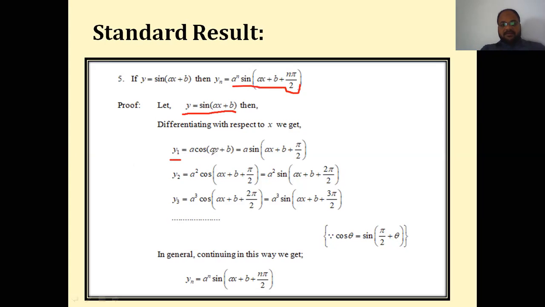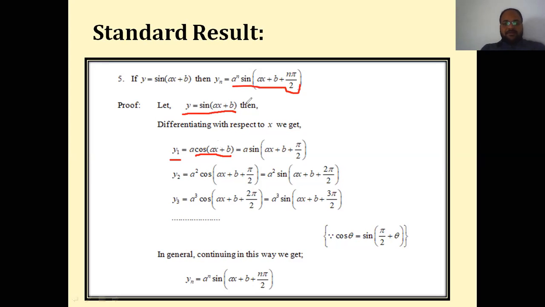So you can see the first derivative is y1 equals a cos of ax plus b. Now how do we get this a cos of ax plus b? It is very simple. Firstly, we take the derivative of sine, which is cos, whatever the angle. Here the angle is ax plus b, so we take this angle as it is. Means we get cos of ax plus b into the derivative of this angle with respect to x. The angle is ax plus b; b is constant and becomes 0, and the derivative of ax is a. So we get a cos of ax plus b.